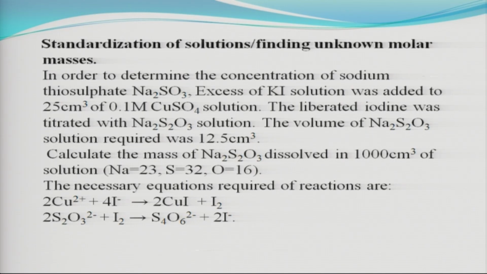But this time, we are using copper sulfate. So, standardization of solutions. Let's look at this example. It says that in order to determine the concentration of sodium thiosulfate, excess potassium iodide was added to 25 centimeters cubed of 0.1 molar copper sulfate solution. The iodine liberated was titrated with sodium thiosulfate.